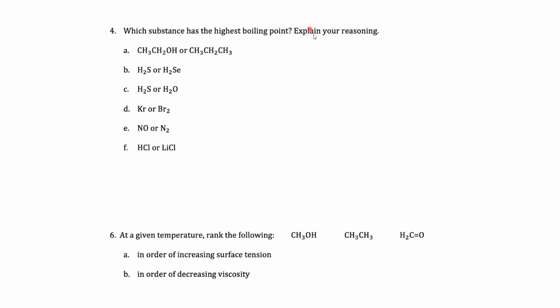With these ones, we want to first determine for each of these pairs which is going to have the highest boiling point, and then also explain the reasoning. So we want to compare the different types of intermolecular forces we'll see there. And then with the bottom couple, we want to essentially just rank those in terms of the surface tension and the viscosity we would see in those different substances.